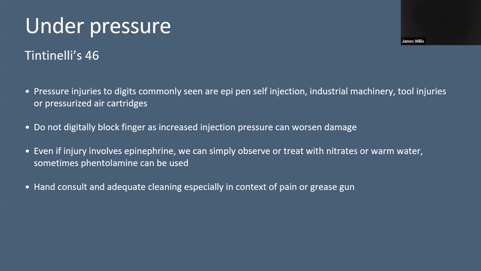Even though it's slight, any further pressure that we add to this closed space can worsen the injury and the tissue damage. If we have someone with the EpiPen, even if there's epinephrine involved, we can still just observe this patient. In some cases, we'll use nitrates, warm water, phentolamine, not often, but sometimes. But for the most part, even if it's with epinephrine, we can still just watch this patient and watch for tissue changes, color change. Every now and then, we'll consult hand, especially if it's more of a dirty high pressure injury. This is more along the lines of industrial origin.